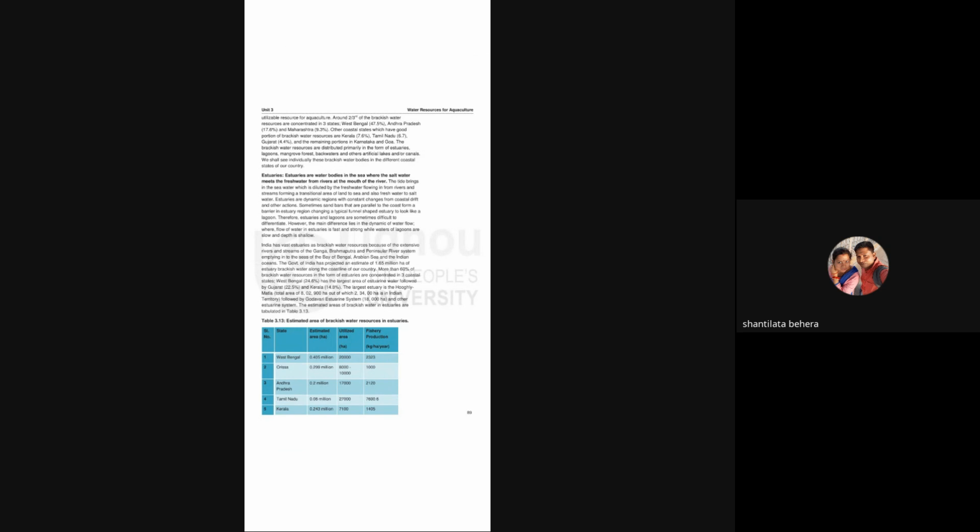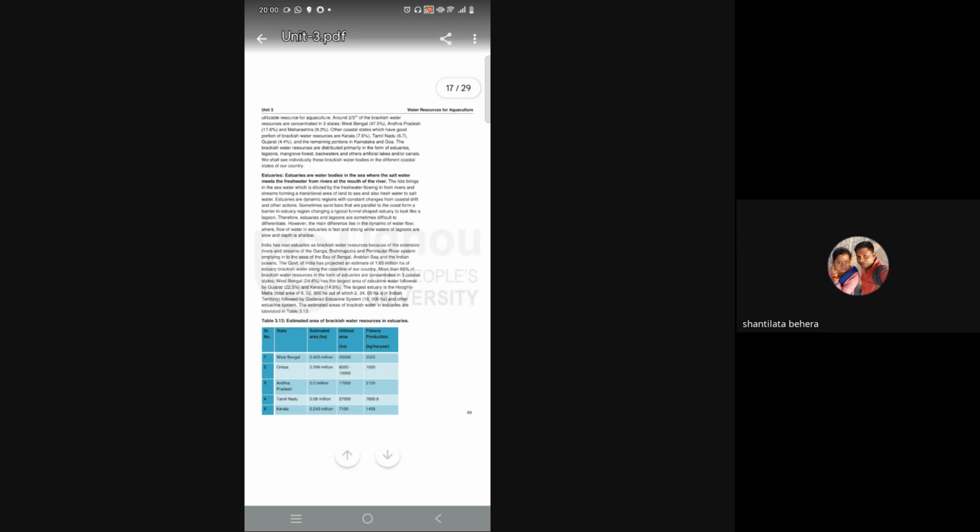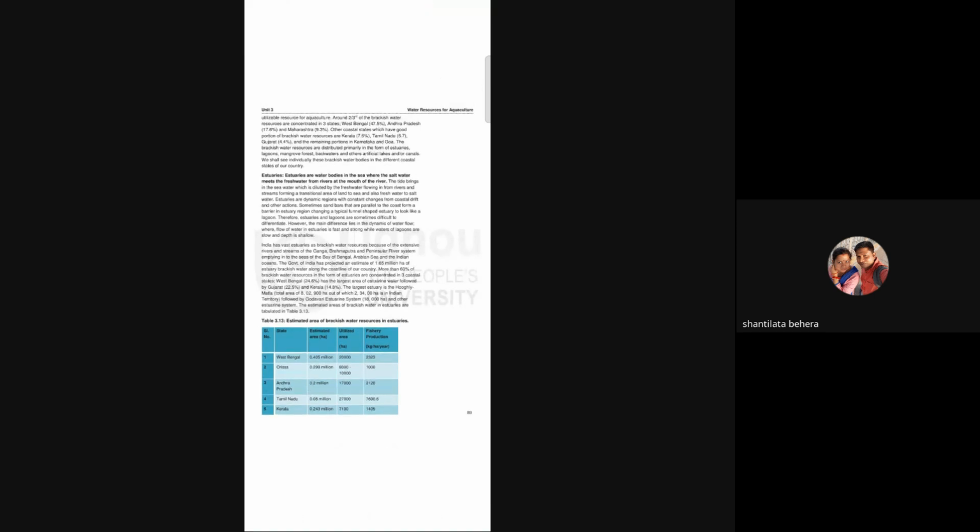So the estimated area of brackish water resource in estuary, suppose different states' data is given. West Bengal has an estimated area of 0.405 million hectare coming under estuary, of which 20,000 hectare is utilized for fisheries. And fishery production in this estuary area is 2323 kg per hectare per year. So this is also the data which shows the different states, their estimated area under estuary and their total area utilized for the process of aquaculture.